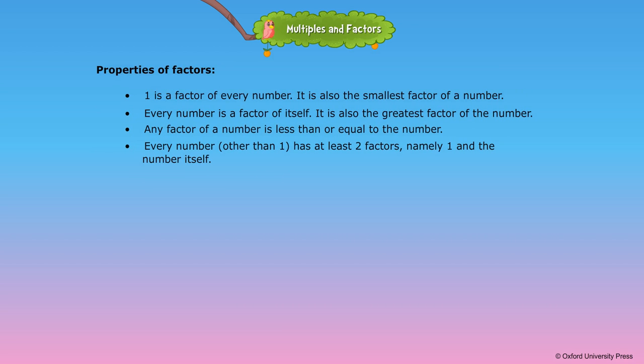Properties of factors. 1 is a factor of every number. It is also the smallest factor of a number. Every number is a factor of itself. It is also the greatest factor of the number. Any factor of a number is less than or equal to the number. Every number other than 1 has at least 2 factors, namely 1 and the number itself.